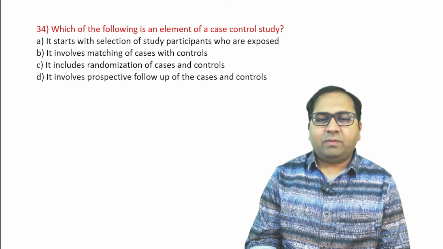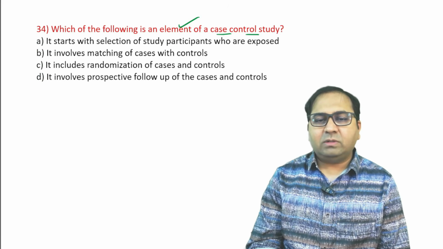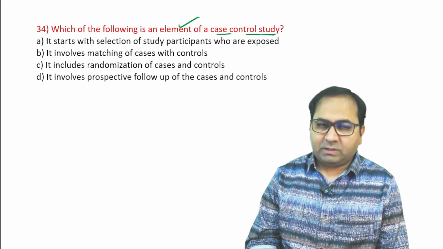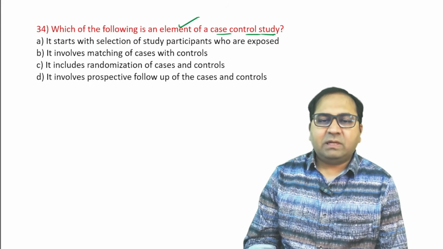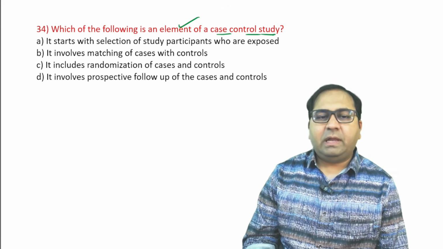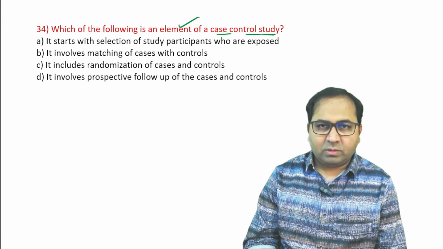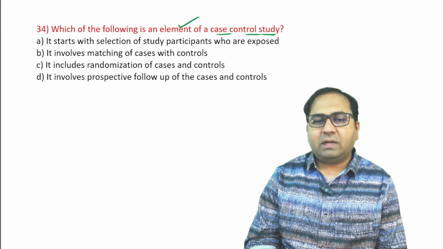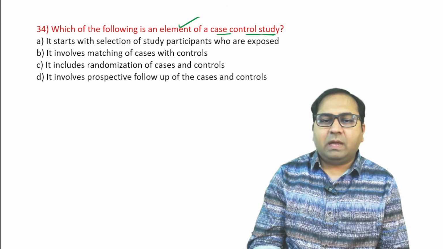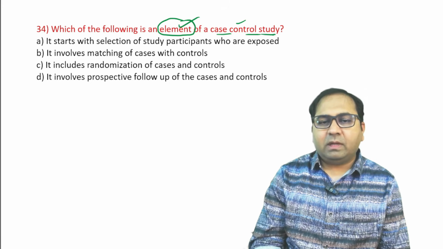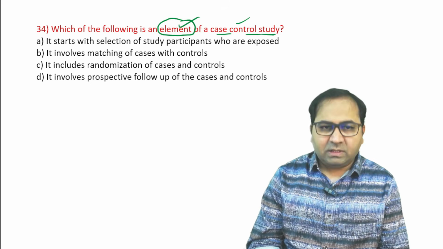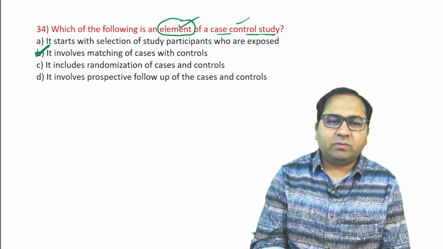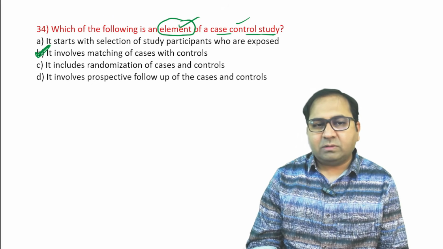Next question, which of the following is an element of a case control study? The options are A, it starts with selection of study participants who are exposed, or B, it involves matching of cases with controls, or C, it includes randomization of cases and controls, or option D, that it involves prospective follow-up of cases and controls. So what is the element of a case control study? From the options given, the answer is that it involves matching of cases with controls. Please remember the question and also the answer.